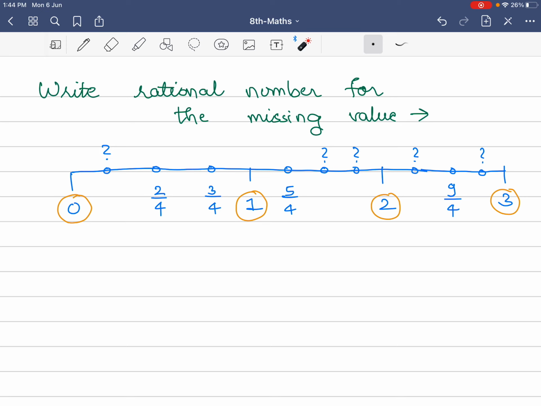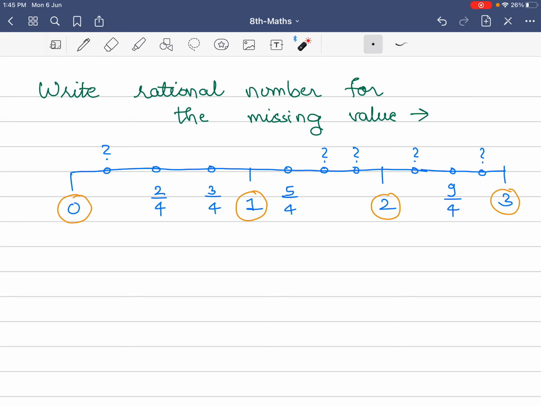Now as you can clearly see, the denominator for all the rational numbers is 4. The denominator is 4, which means they are making 4 equal parts between two whole numbers. So between 0 and 1 there are 1, 2, 3, 4 equal parts. Between 1 and 2 there are 4 equal parts. Same between 2 and 3. Just to confirm that what we are thinking and what is represented on the number line is exactly the same, very clearly we have 4 equal parts between any two whole numbers.